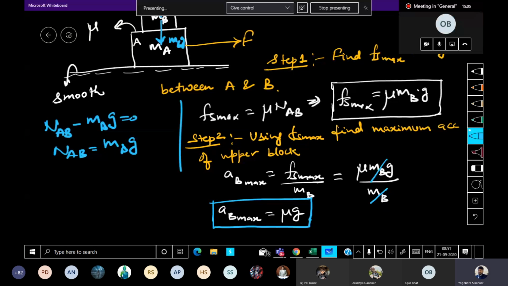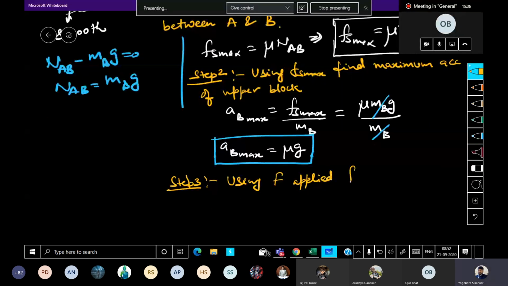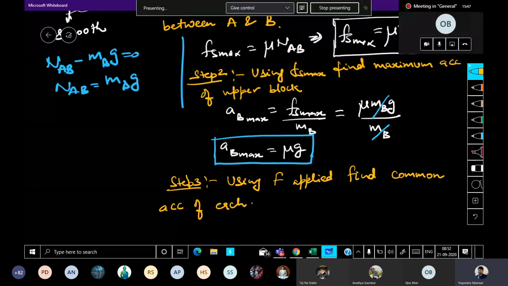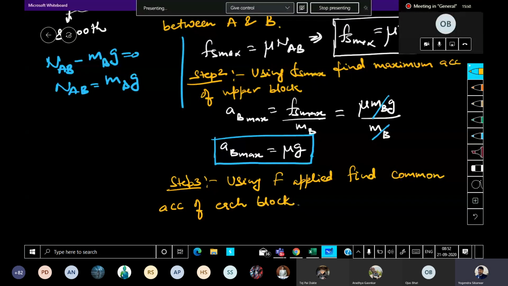Good. Now step 3. And step 3 is what? Using F, the force which we have applied, find the maximum common acceleration of the blocks. Using F applied, find common acceleration of each block. Try to understand what we are doing.